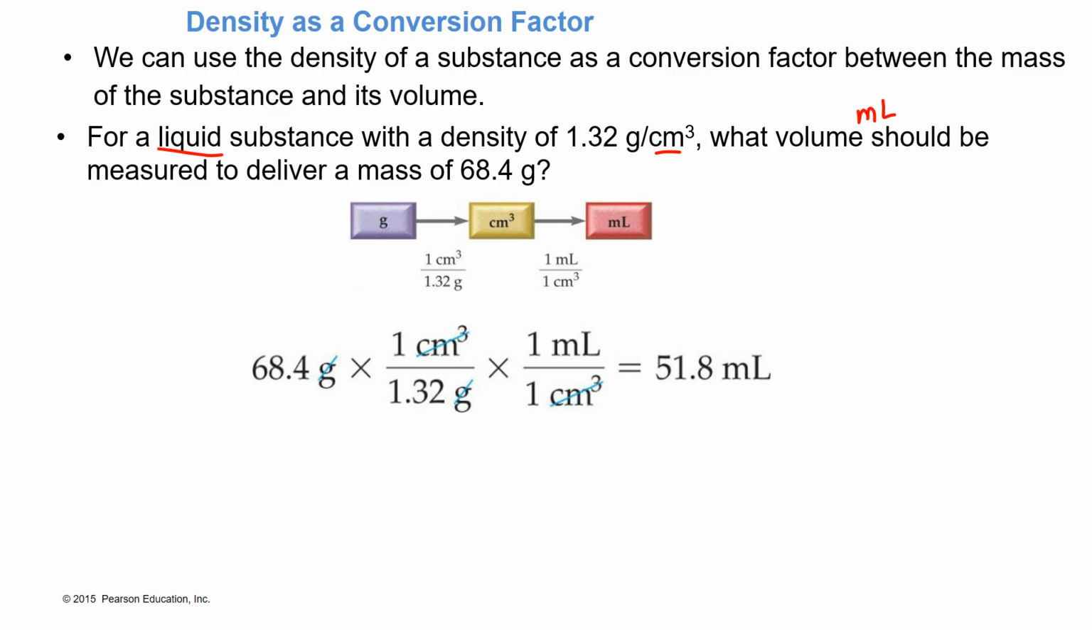So does everybody get what I did there and why? Now, in the calculator, the only reason why I showed all of this is just to show where my units are canceling and to show that I'm ending up in milliliters. In the calculator, all I'm going to do is 68.4 divided by 1.32. And then for my answer, I'm going to maintain 3 sig figs.